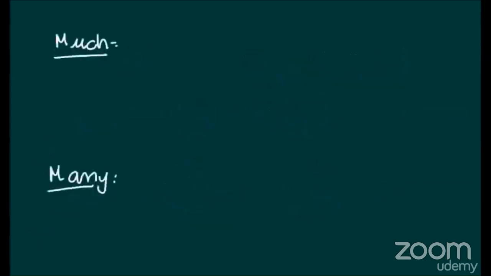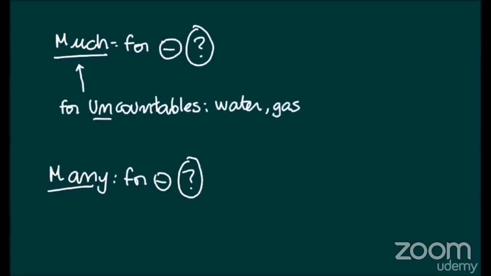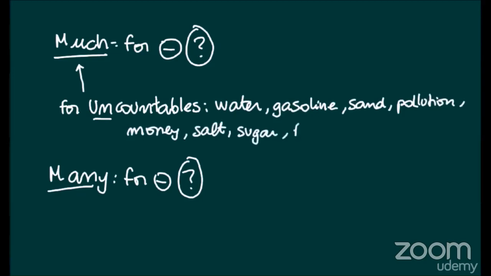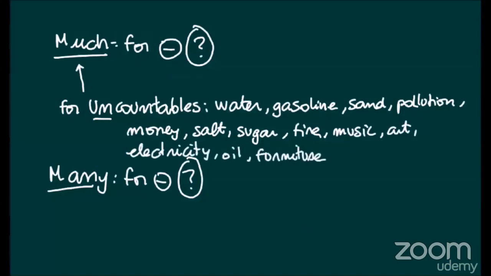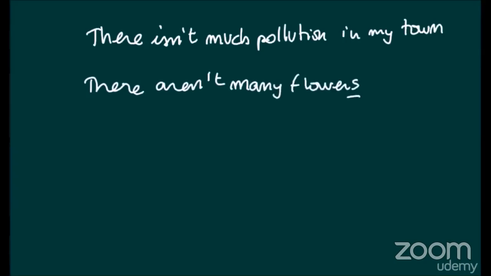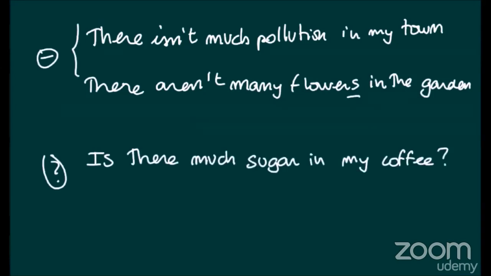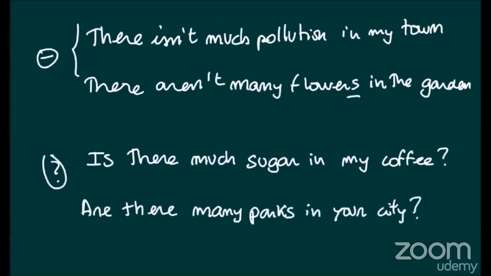We use much or many for negative sentences or in questions. The difference is that we use much for uncountable nouns like water, gasoline, sand, pollution, money, salt, sugar, fire, music, art, electricity, oil, furniture, milk, and we use many for countable nouns. We say, there isn't much pollution in my town, or there aren't any flowers in the garden. In questions: is there much sugar in my coffee? Or, are there many parks in your city?